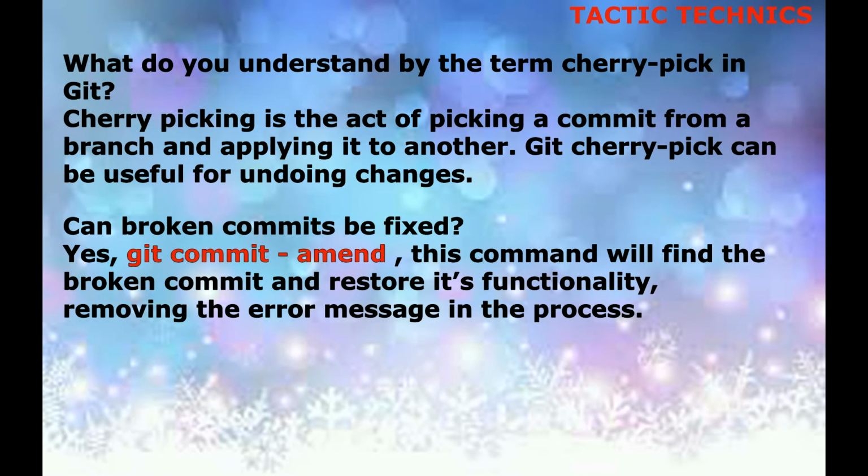What do you understand by the term cherry pick in Git? Cherry picking is the act of picking a commit from a branch and applying it to another. Git cherry pick can be useful for undoing changes. Can broken commits be fixed? Yes, git commit --amend. This command will find a broken commit and restore its functionality, removing the error message in the process.